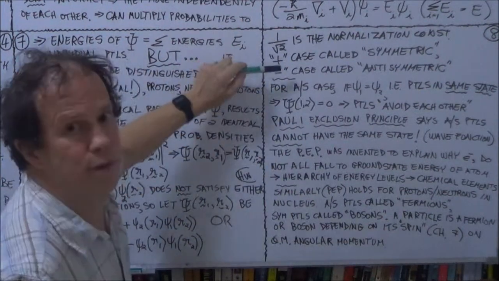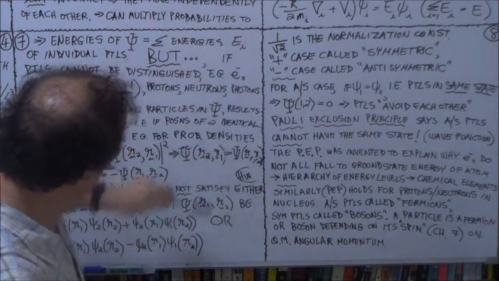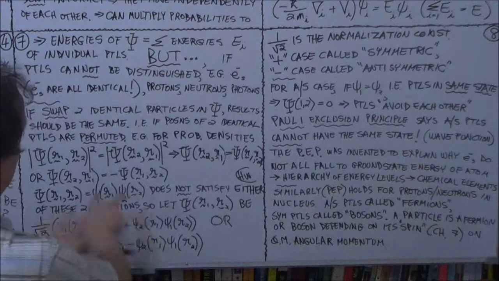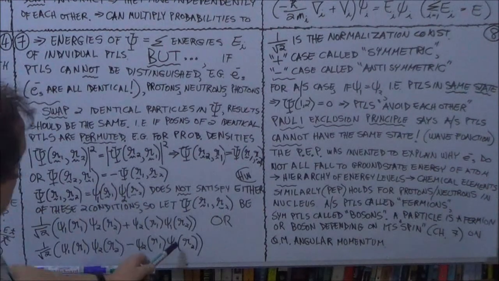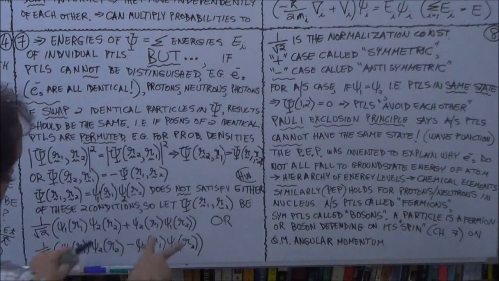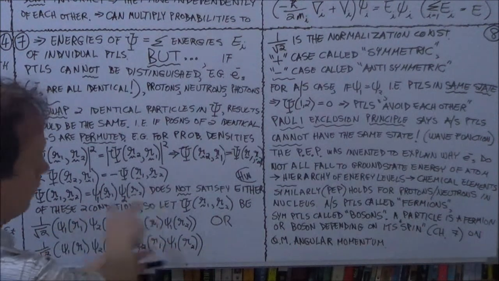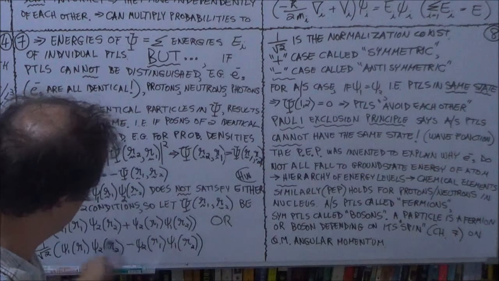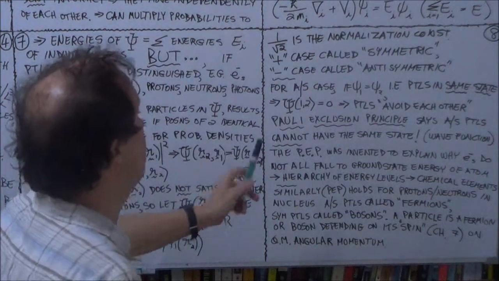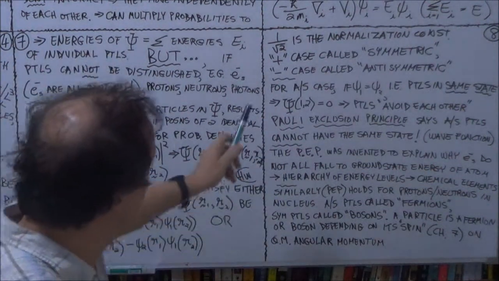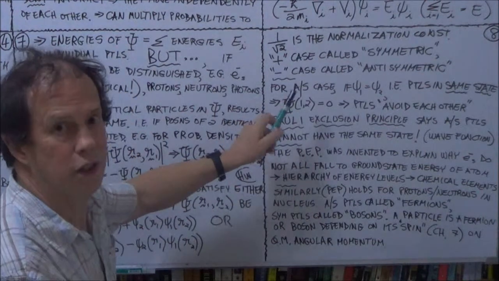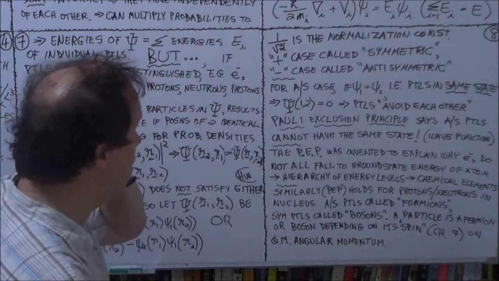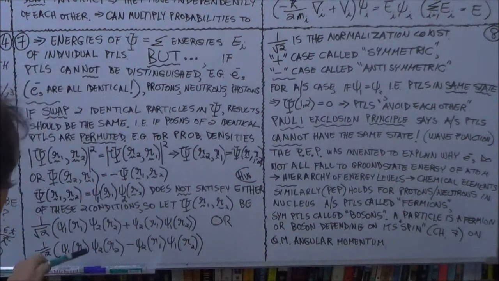Now I've just said that before, that the plus case here is called symmetric because there's a symmetry about these two, and the minus case here is called antisymmetric because when you swap the particles around, you get minus this result. I'll shorten the antisymmetric case as just A/S. Now watch what happens in the antisymmetric case.